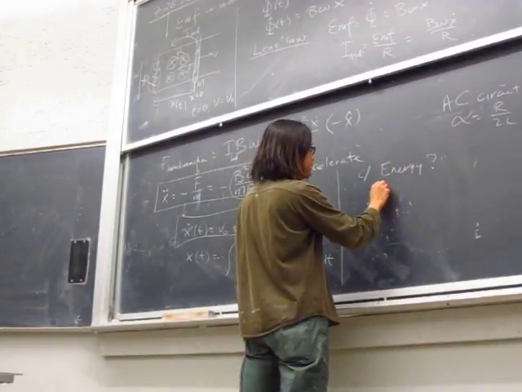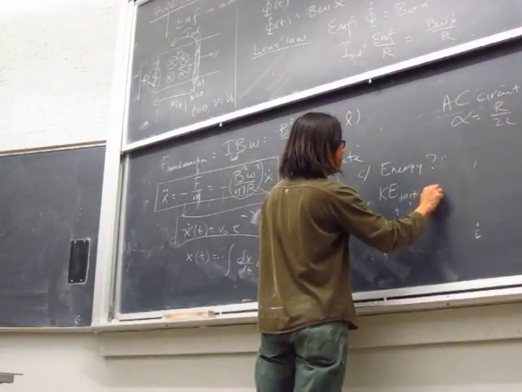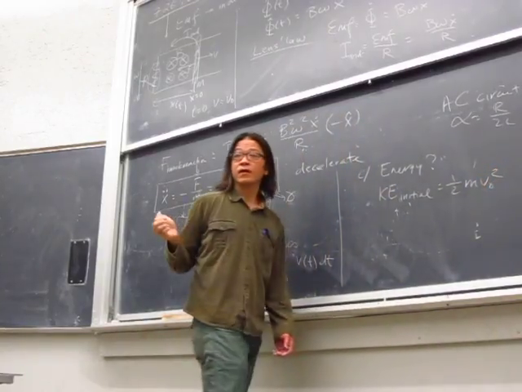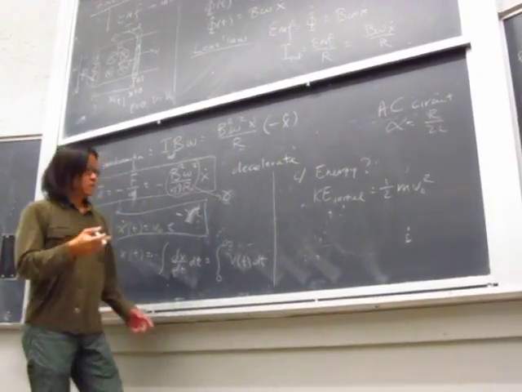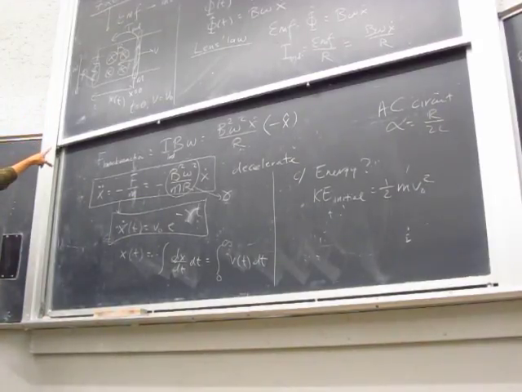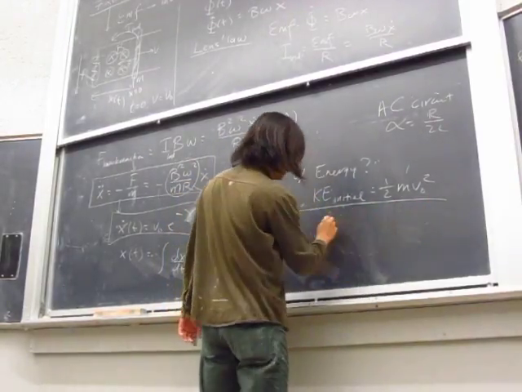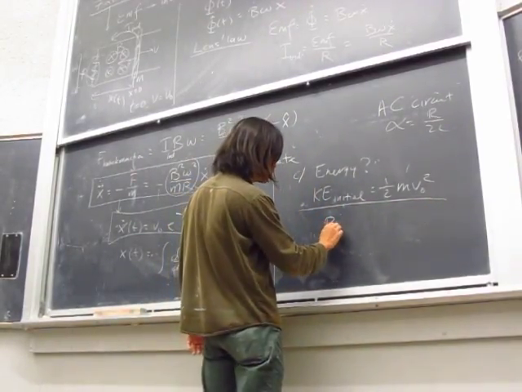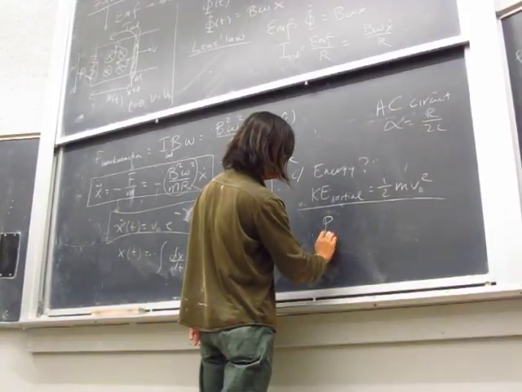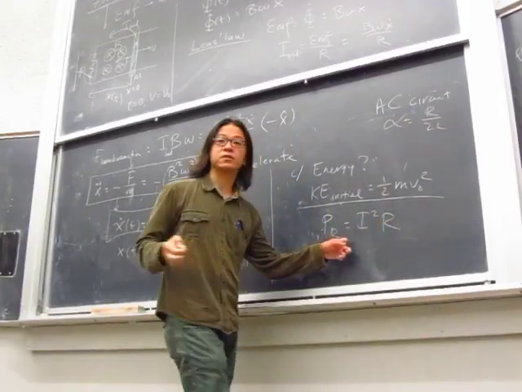Because initially, you have kinetic energy, right? It will all get dissipated in the system. The rate of dissipation, as you know from chapter 4, is I squared R, right? This is from chapter 4.